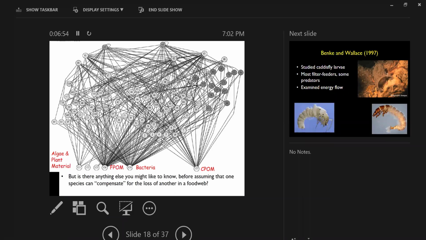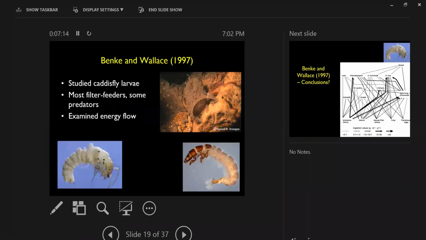But again, we said there's a couple ways we can look at food webs. One is from a species by species perspective. The other is what this question is getting at, because all connections are created equal in this particular food web, but that might not always be the case. This is a study done looking at filter feeding caddisfly larvae. They're mostly filter feeders. And the authors examined energy flow in this food web.